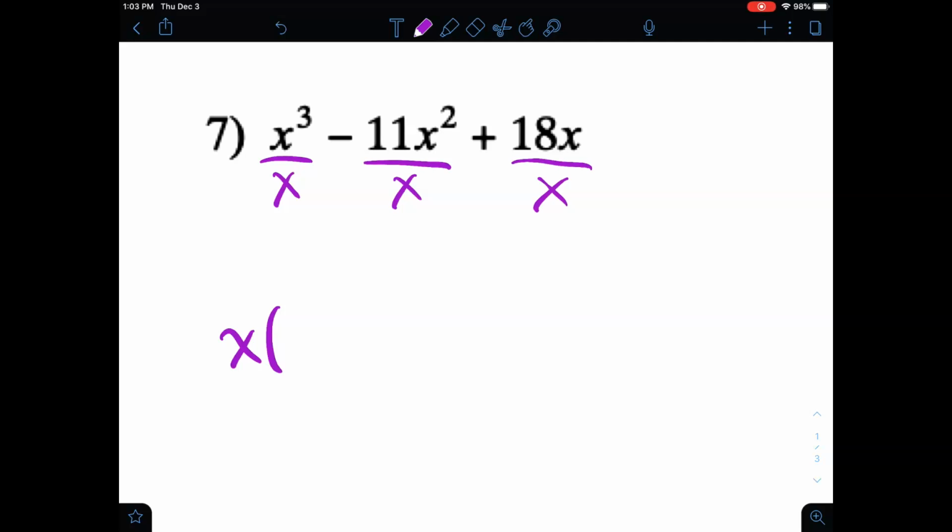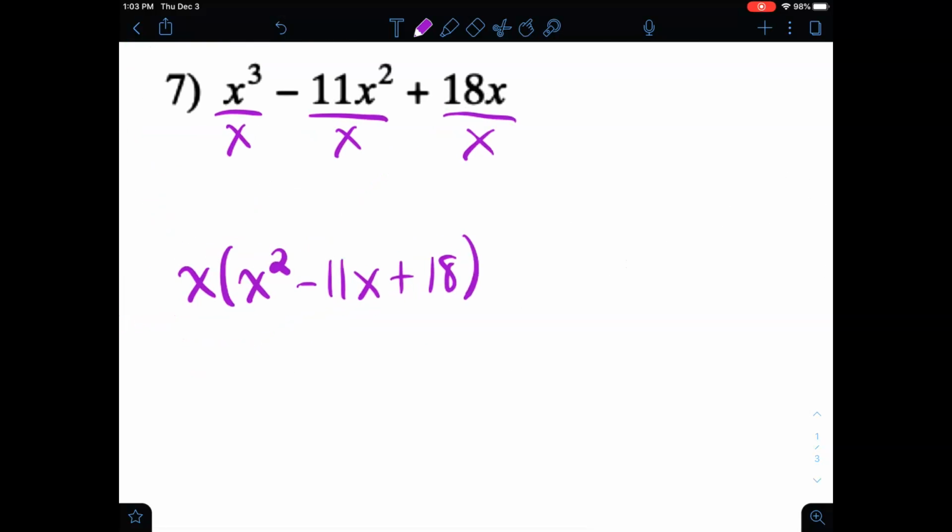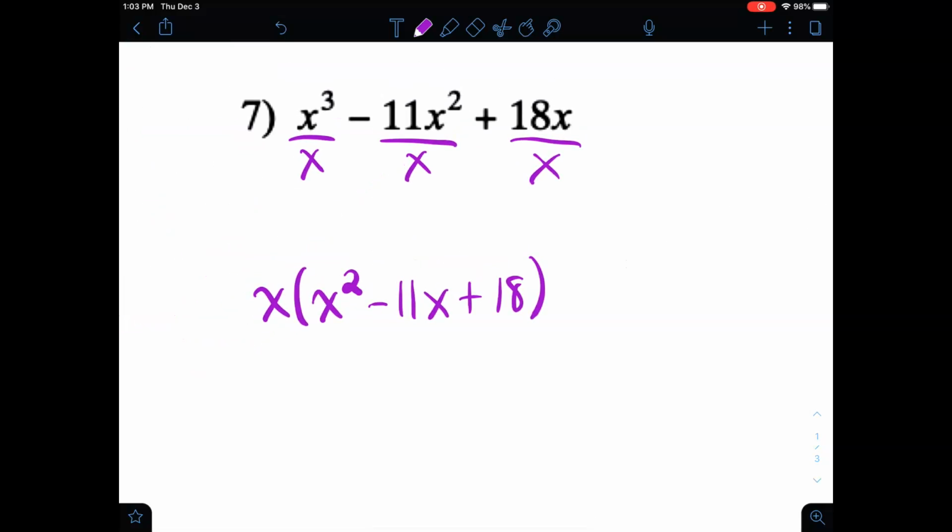X to the third divided by x is going to be x squared. Negative 11x squared divided by x is negative 11x. And 18x divided by x is going to be positive 18. Okay, and now we're going to ignore this GCF for a little while. We've got that factored out. That one's good. But now we need to take care of what's happening inside the parentheses, okay?